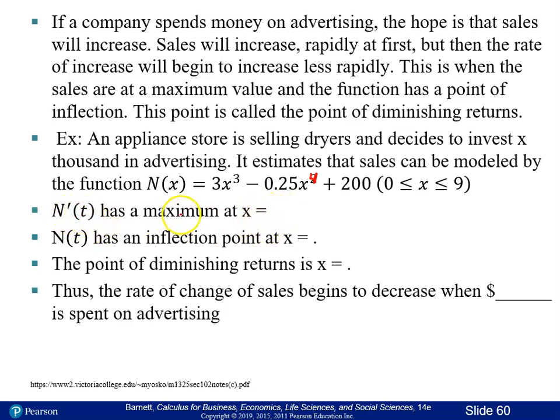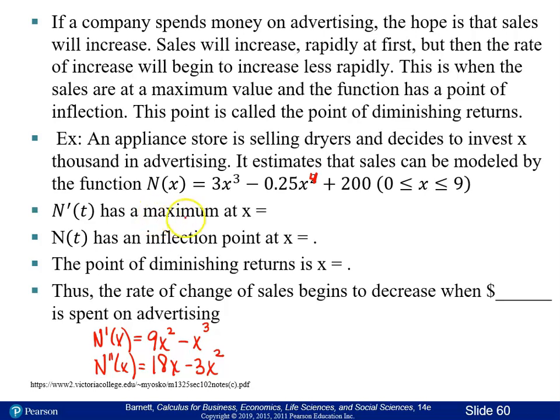So in order to find the maximum of the first derivative, not the maximum of the original function, but the maximum of the first derivative, we actually need to work with the second derivative. First, take the first derivative. That would be 3 times 3 is 9x squared, minus, we multiply 4 and 0.25, we're going to have 1x cubed, and then the derivative of the constant would be 0. If we look at the second derivative, that's going to be 18x minus 3x squared.